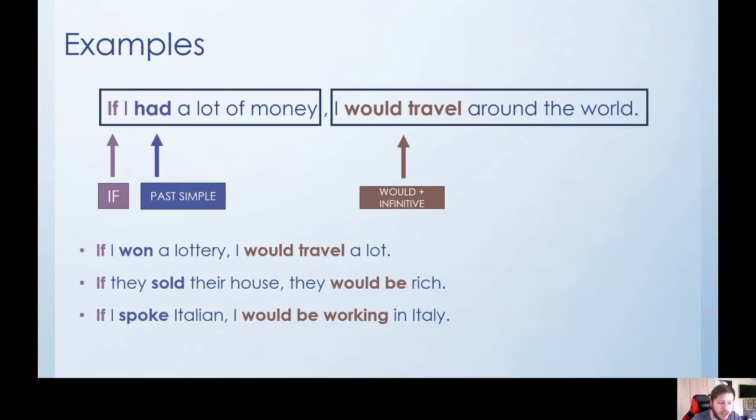But that will probably not happen. In the third example, if I spoke Italian, I would be working in Italy.